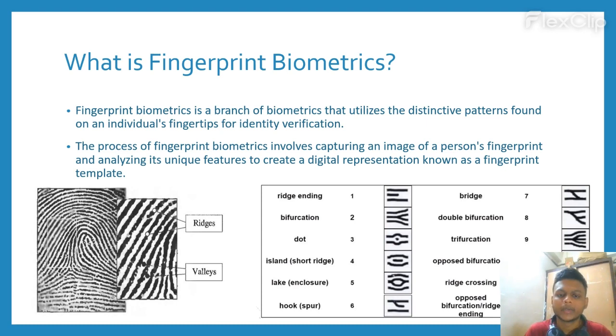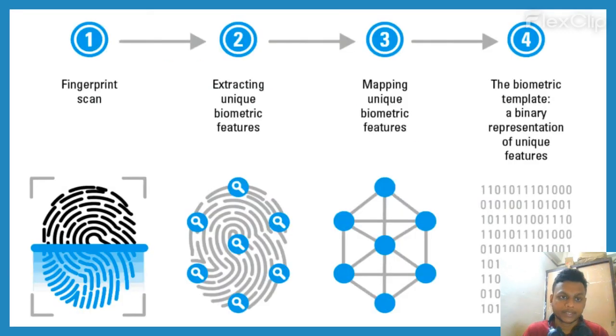These ridges and valleys combine to form different patterns like ridge ending, bifurcation, trifurcation, islands, lakes, and it comprises many different patterns, and these patterns combine to form a fingerprint which is complex, unique and very useful for authentication purposes. Further, we will dive into the architecture of fingerprint biometrics.